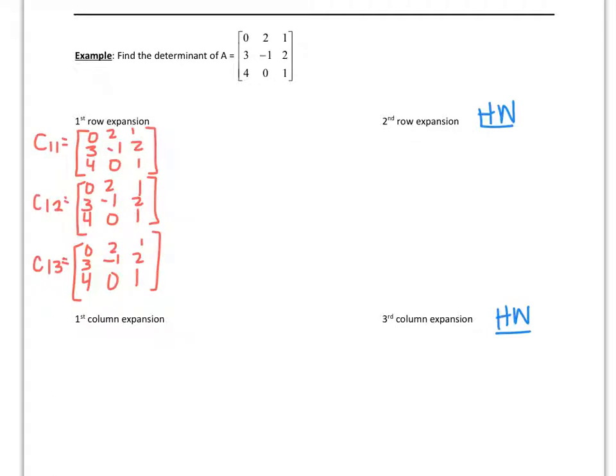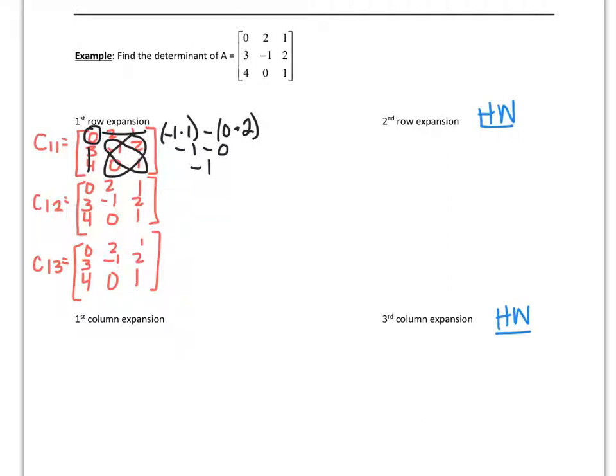Okay, so C11 means first row, first column. So I'm going to wipe out, here's the element, everything in that row and column. And I'm going to take the determinant of what's left. So negative 1 times 1 minus 0 times 2. So this is negative 1 minus 0, which is negative 1.